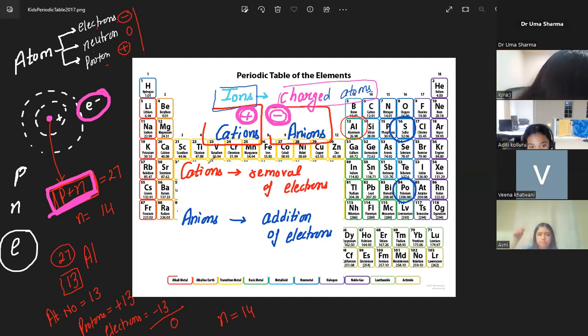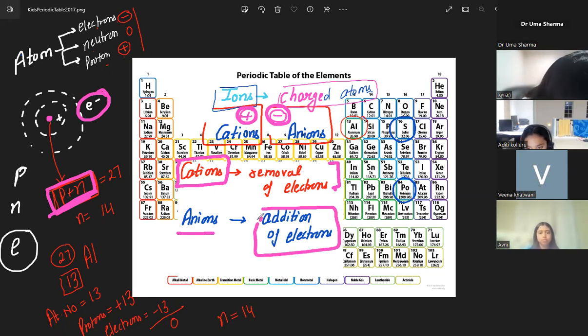It means the one which is a cation is formed by removal of electron, and the one which is an anion is formed by addition of electron. I'm sure that this definition is not clear to you, so don't worry. We'll do examples. Ready? Okay, girls, now we all are participating.